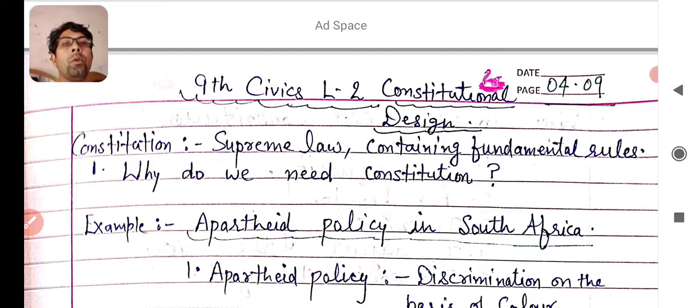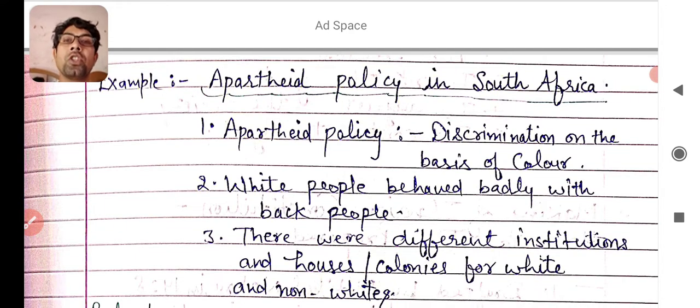What was that apartheid policy? You also learned this policy in 6th class civics, but now we will revise it. Apartheid policy means discrimination on the basis of color. There was discrimination on the basis of skin color, known as apartheid policy. What was the racial policy there? What types of skin colors were there in South Africa? White people behaved badly with black people or non-white people, and this policy was known as apartheid policy.